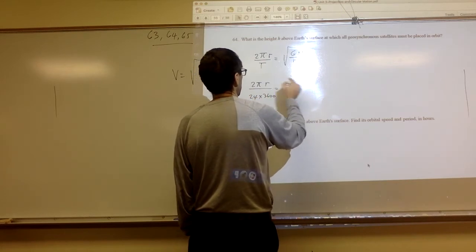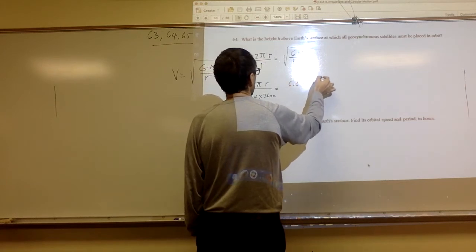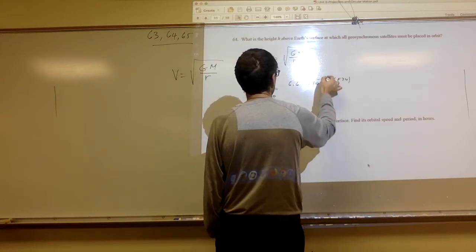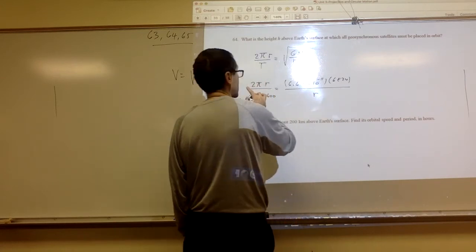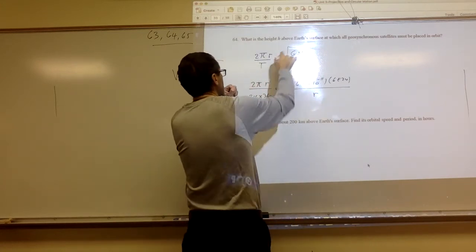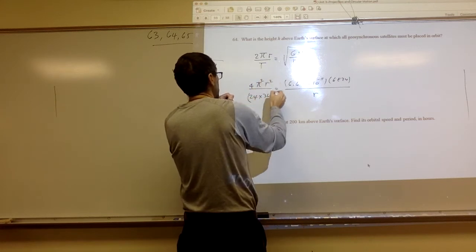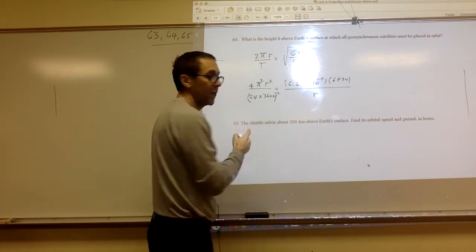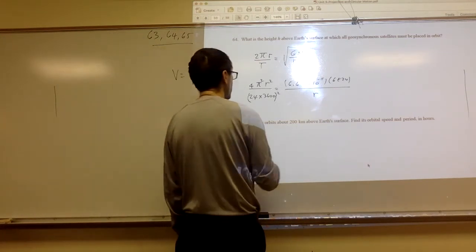Equals a big G, which is 6.67 times 10 to the negative 11. Now, this is 6 times 10 to the 24th over r. Now, if I square both sides, the square root is gone. This becomes a 4 pi square and r square, and I have to square the bottom here, right? Now, this is going to be an r cube, so you take the cube root to get the answer. I hope you can see that.